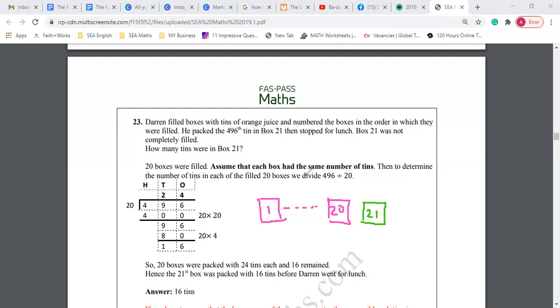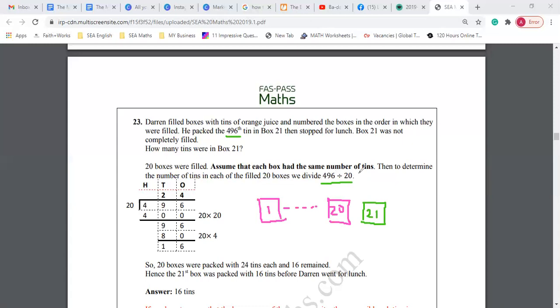Obviously the number of tins is not going to be the same as the number of tins in boxes 1 to 20. So 20 boxes were filled, assuming that each box has the same number of tins. To find that out, we would do some long division. We simply divided 496, which is the number of tins, by the number of full boxes, and that number is 20.